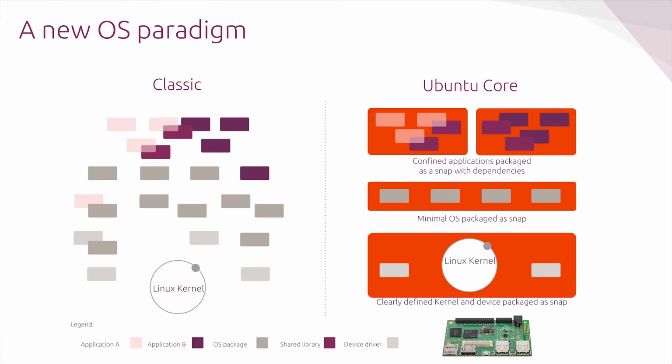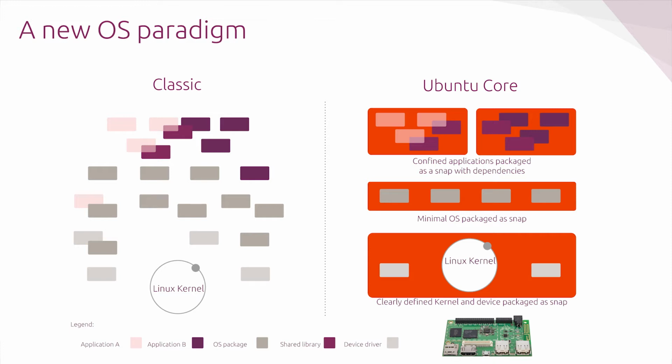Snaps can be used in many different operating systems. They are not constrained to Ubuntu, but in Canonical, what we have done is to go a step further with the snaps. What we have done is to create a new operating system based on them, which is called Ubuntu Core.